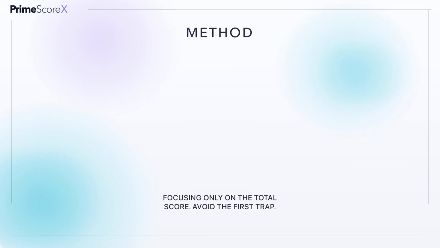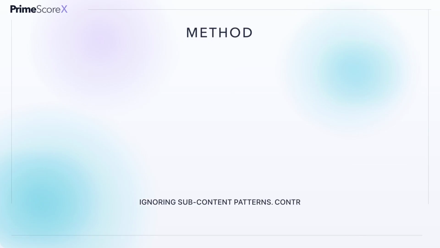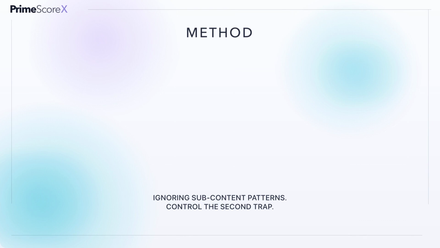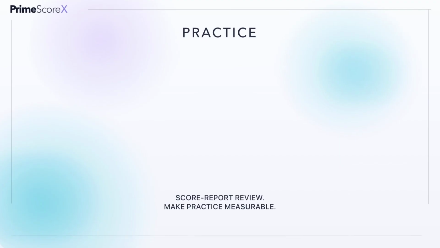The first trap is focusing only on the total score. This usually happens when a student moves too quickly, trusts a familiar-looking answer, or skips the instruction line. The fix is to pause long enough to identify the exact task before committing to the response. The second trap is ignoring sub-content patterns. This trap is dangerous because it feels like effort. You may be reading, calculating, or reviewing, but not in a way that changes the answer. A better move is to define the decision, make the best supported choice, and protect the rest of the section.